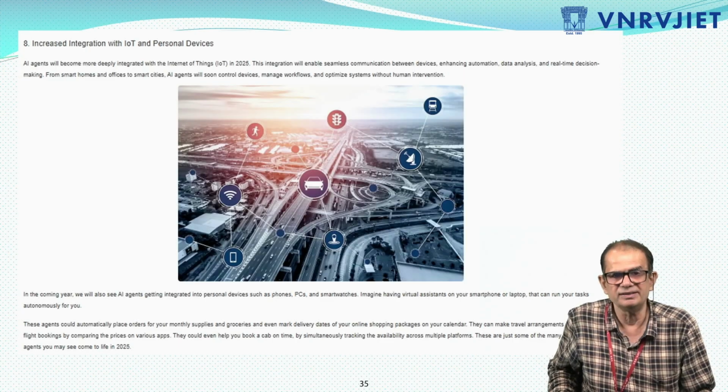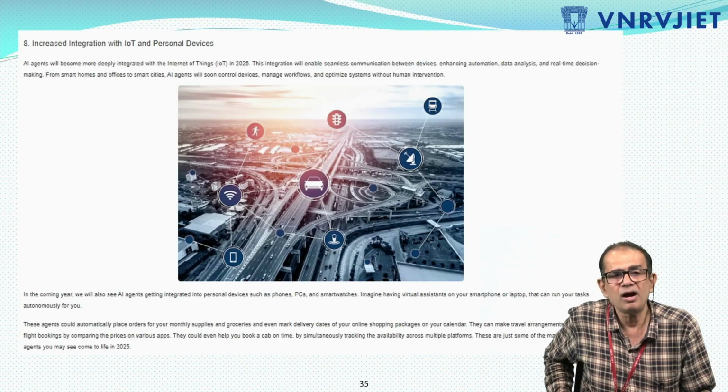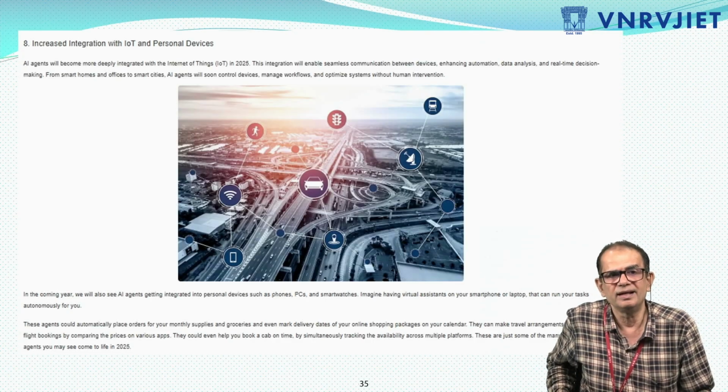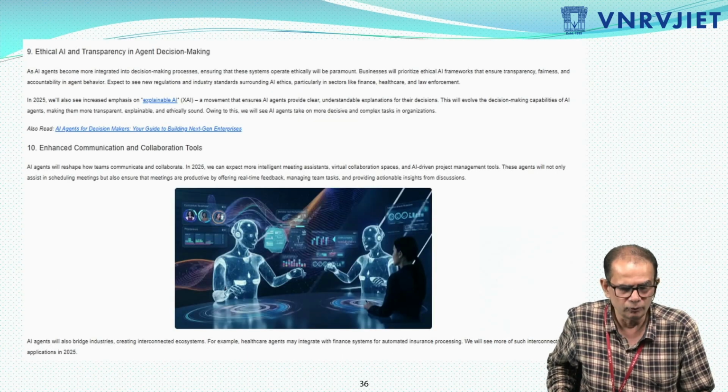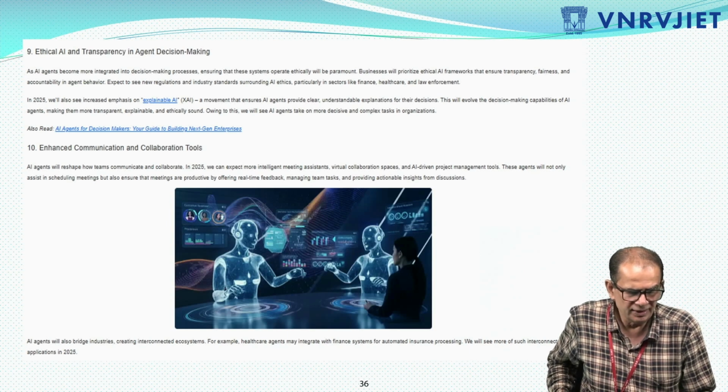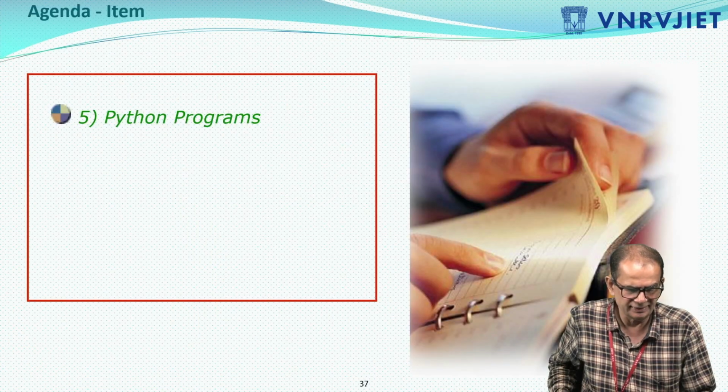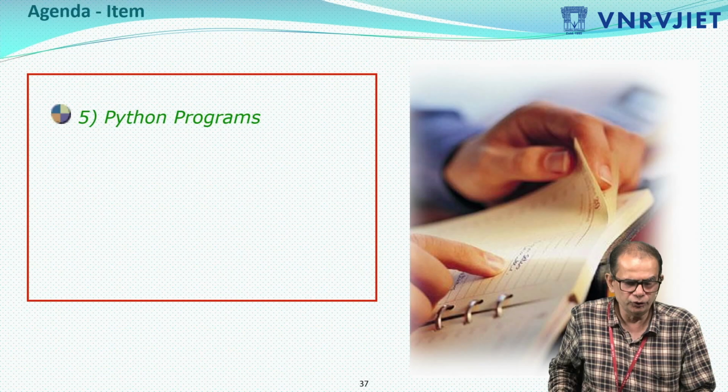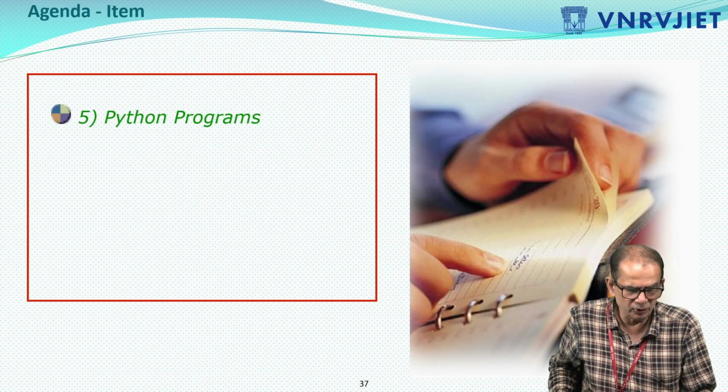Now we also want to say there is increased integration with IoT and personal devices, which has been taking a major role in the industry. I also want to say that ethical AI and transparent AI agent decision making is going to take place in the industry. Now I wanted to show you a few Python programs.